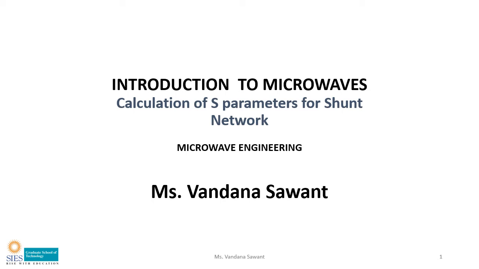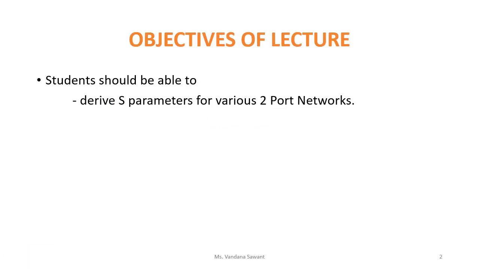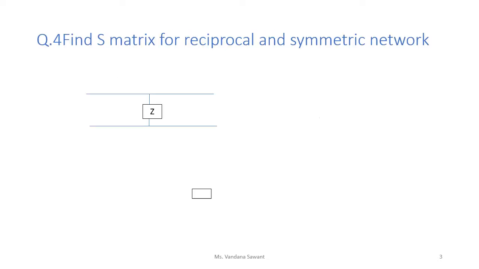Today we are going to calculate S parameter for shunt network. So objectives of this lecture is students should be able to derive S parameters for various two-port networks. The question is find S matrix for reciprocal and symmetric network. Here they have given it as a shunt network. They have connected Z in a shunt.